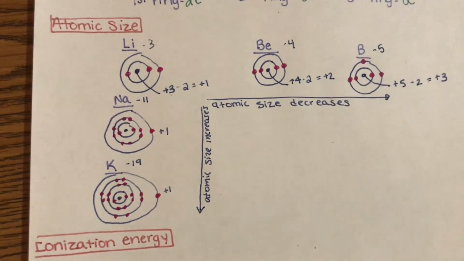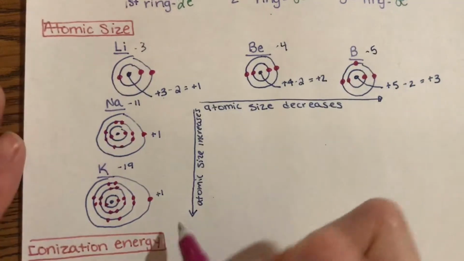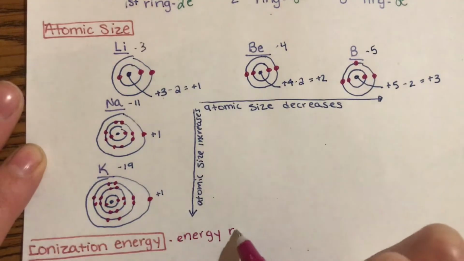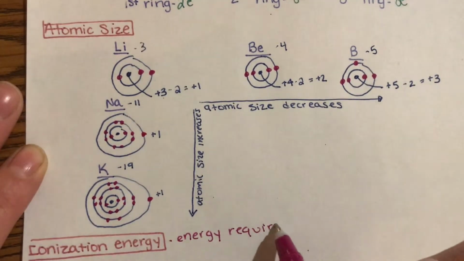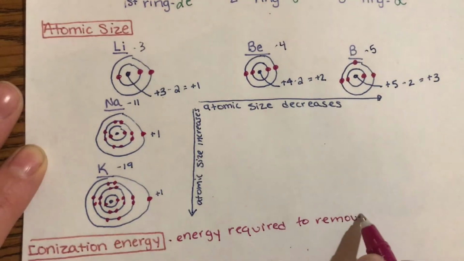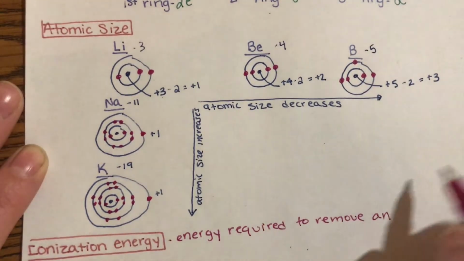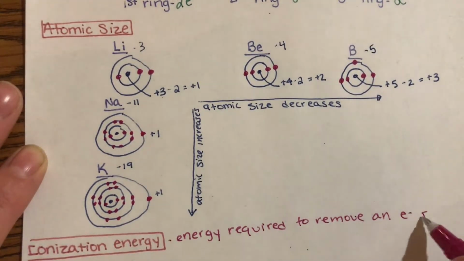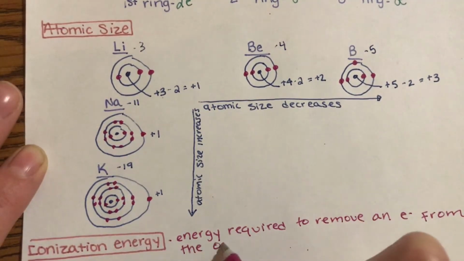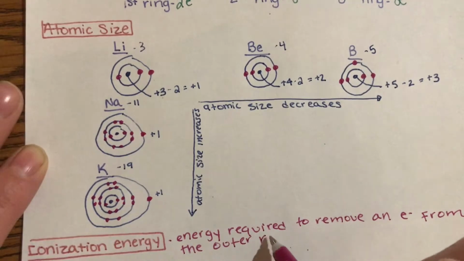Okay, so next is our ionization energy. Your ionization energy is the amount of energy it takes to remove an outer shell electron. So, energy required to remove an electron from the outer ring.